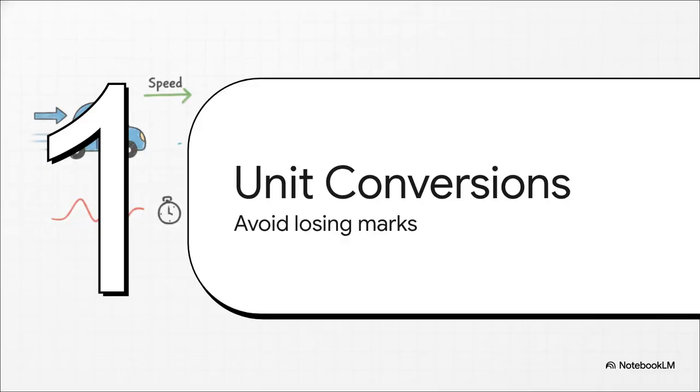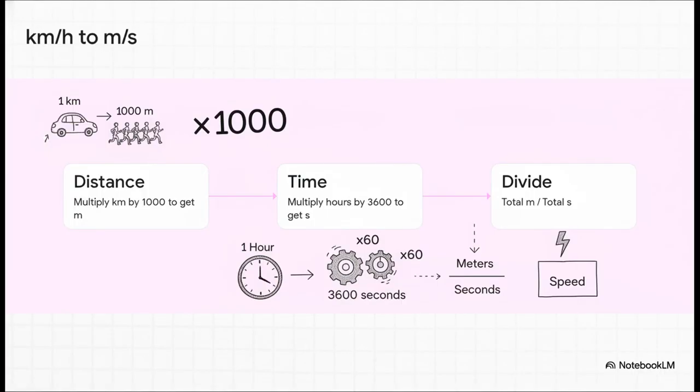All right, Section 5. Time to tackle the part of Chapter 9 that honestly trips up so many students: unit conversions. Let's make this easy. When you need to convert kilometers per hour into meters per second, just remember that speed is a fraction, distance on top, time on the bottom.